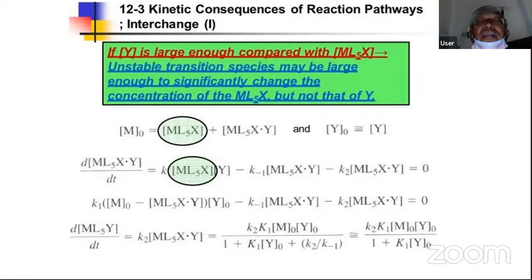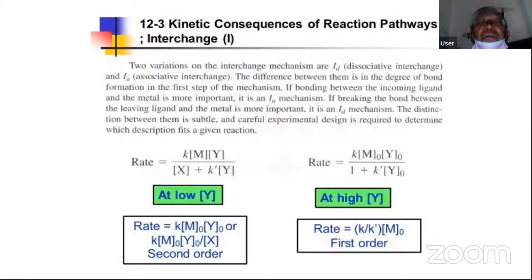Okay, let's go and see the next slide. In the next slide, this is the final reaction rate equation. When you have this kind of final rate equation, then you can conduct the experiment normally in two different conditions. One is at low Y concentration. Remember, Y is your coming ligand.